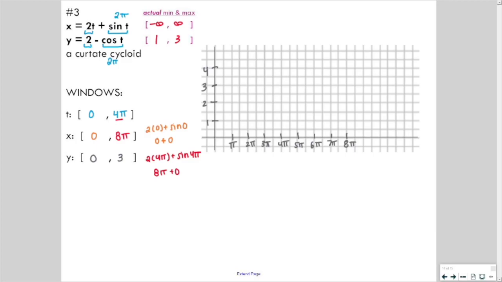And then we're just going to transfer some of the points from our graphing calculator. So looks like 0, 1, and then 2 pi, we're going to be at a maximum of 3. 4 pi will be back at 1. 6 pi will be at a maximum of 3, and then we'll be back at 1 at 8 pi. Remember that our minimum for y was 1 and our maximum was 3. And then we're just going to kind of sketch the curve here. Make it look nice. Nicer than mine.